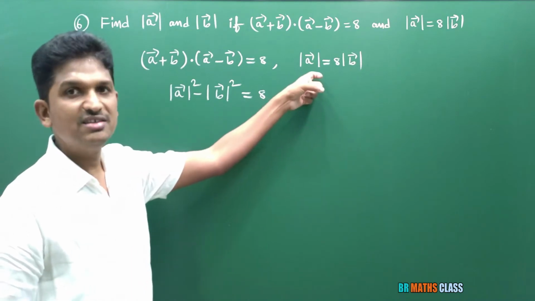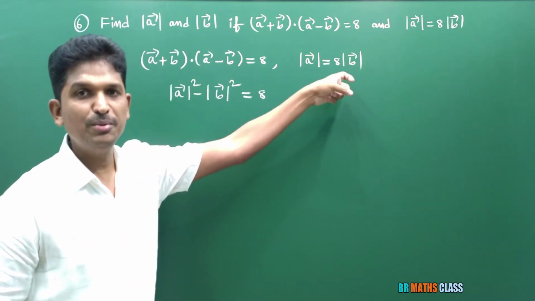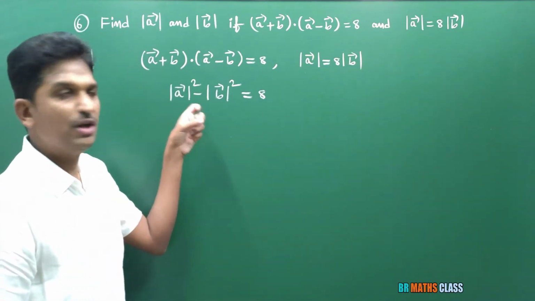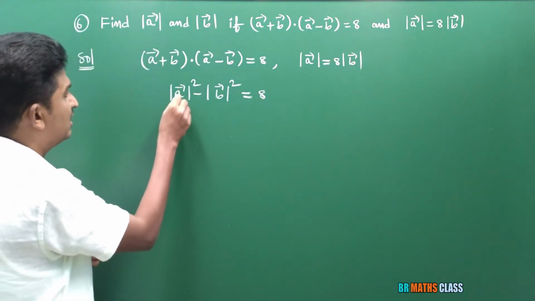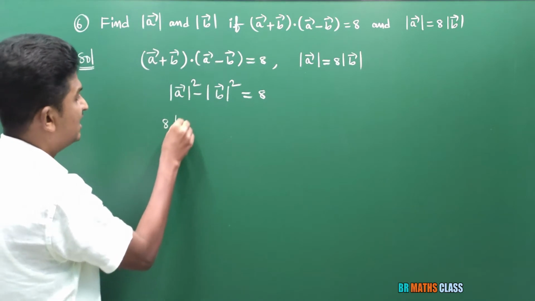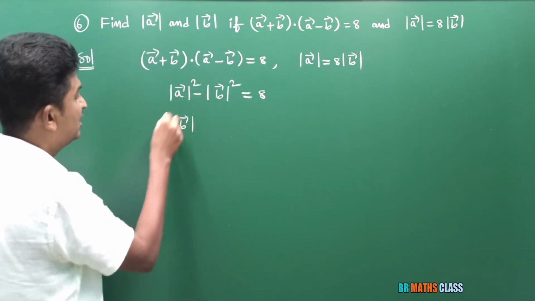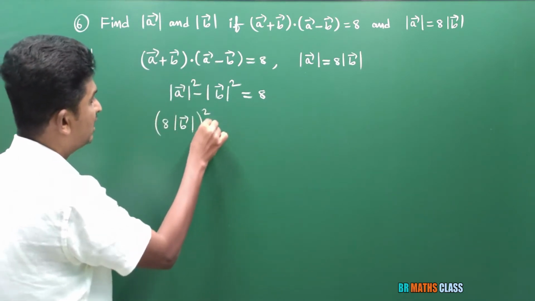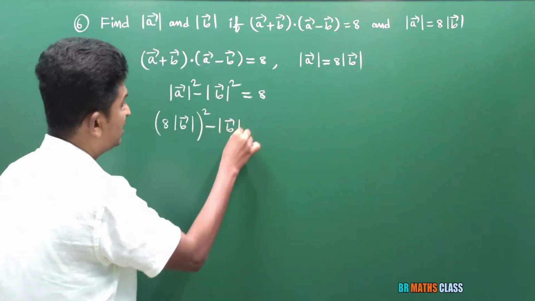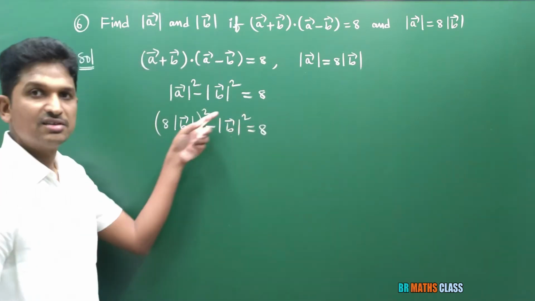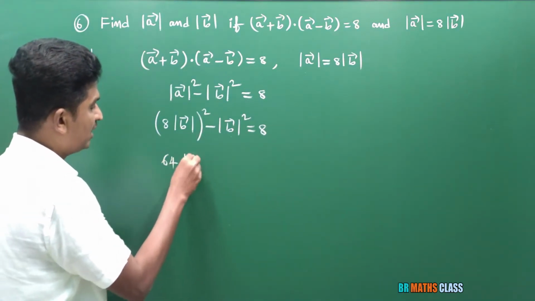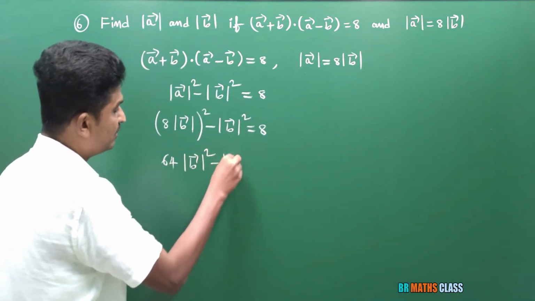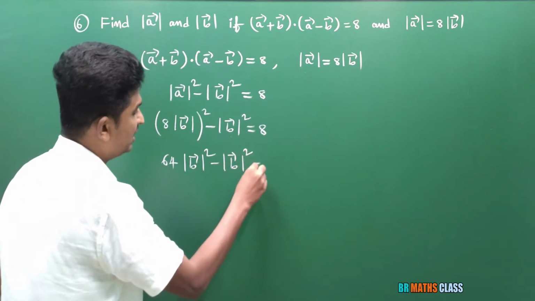Magnitude of A bar is given as 8 times of magnitude of B bar. Right? So in place of magnitude of A bar, I will write it as 8 times of magnitude of B bar. This magnitude of A bar is there. Right? That can be written as 8 times of magnitude of B bar. Here whole square is there. Right? So you will get whole square minus magnitude of B bar whole square equal to 8. Square this, what you will get? 8 square is what? 8 square is 64. 64 times of magnitude of B bar whole square minus magnitude of B bar whole square equal to 8.